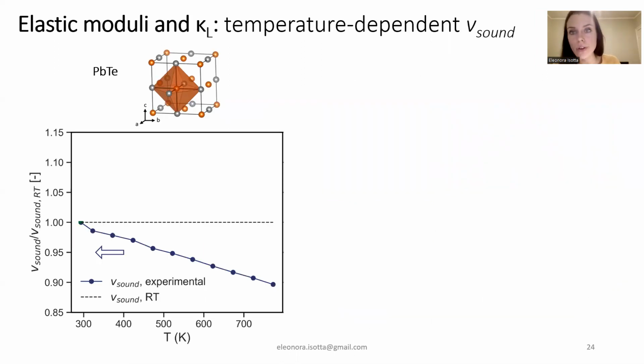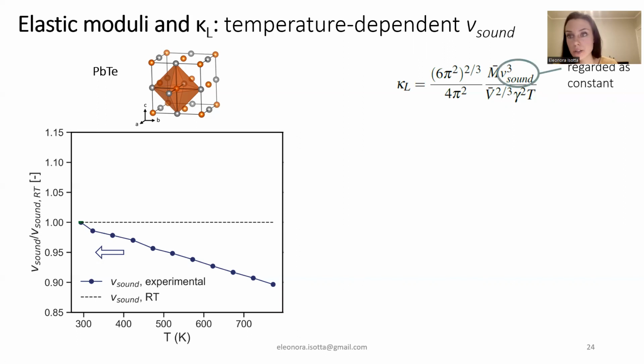So we have seen before that elastic moduli decrease with temperature. In the same way, the speed of sound will also decrease with temperature. For example, here we have the speed of sound of lead telluride, and we can see that it actually declines with temperature as expected. So usually when this type of model is used, the temperature dependence of speed of sound is not taken into account. The only temperature dependence here is this temperature here. So usually the speed of sound is considered as a constant.